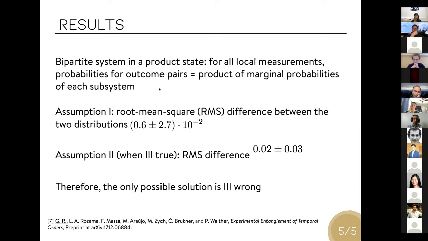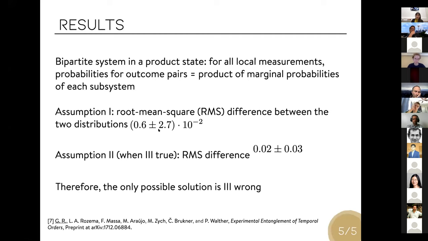So what I did was the following. I performed all the measurements for the joint probabilities and for the marginal ones and made the product of them. And then I checked the root mean squared difference between the two sets of probabilities. And what I found was this value, 0.6 plus minus 2.7 times 10 to the minus 2 for the case of assumption 1. So in this way, I proved that the state that I was inputting for the target system is indeed separable. And so I proved that assumption one holds. Assumption one is correct. And so the only two remaining possibilities are assumption two or assumption three or both.